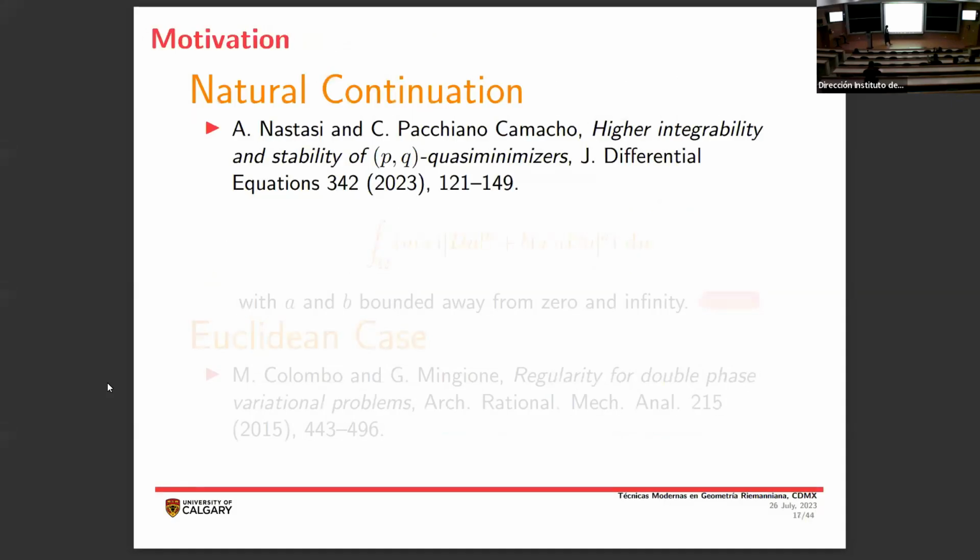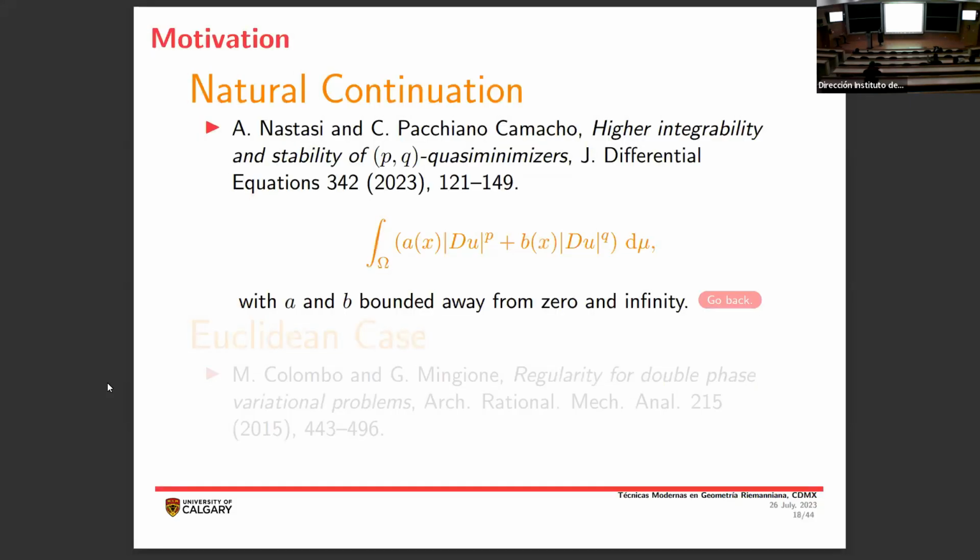And the main motivation behind why we started studying this problem was a previous work that I did with Antonella Anastasi from the University of Palermo. In this work, we studied the pq-Dirichlet problem, and we were able to obtain higher integrability, stability, and so on. But the thing is that in the pq-Dirichlet integral here, as you can see, we are now dealing with two coefficient functions, a and b. But these coefficient functions, we are going to assume that they are bounded away from 0 and infinity. And this problem in itself is already very interesting.